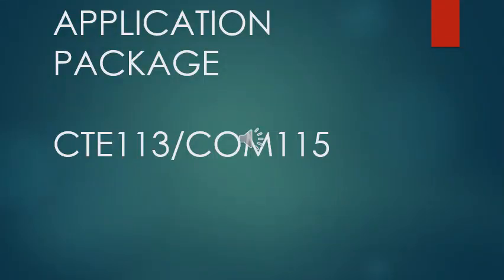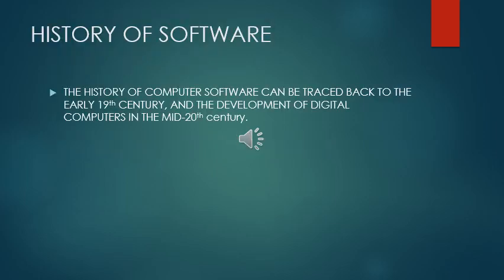My esteemed viewers, our topic is computer application package, which is known as CTE 113 for the computer engineering department, while the course code for computer science is COM 115. So we are moving to the second slide, which is known as the history of software.